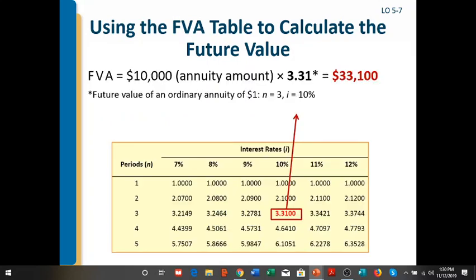Now, of course, if you go to the back of the book, and look at table 3, you find future value of an annuity, ordinary annuity of $1. And here, if you go to the 10% column and go down to period 3, you see 3.3100. You could take that 10,000 and multiply by the 3.31 to come up with your 33,100.